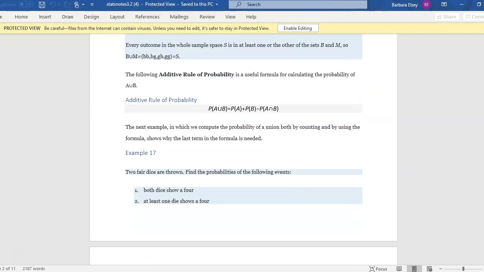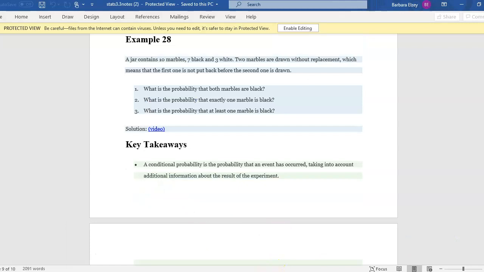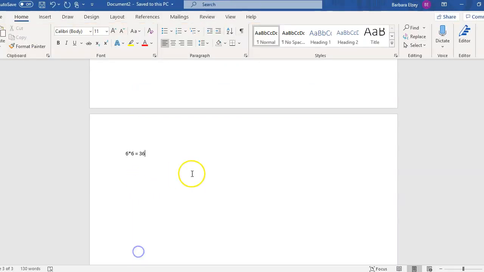There it is. Both dice show a 4. Okay, so the only way in which both dice could show a 4 is if we had a 4 on the first die and a 4 on the second die. So there's only one such possibility. So there's 1 out of 36.